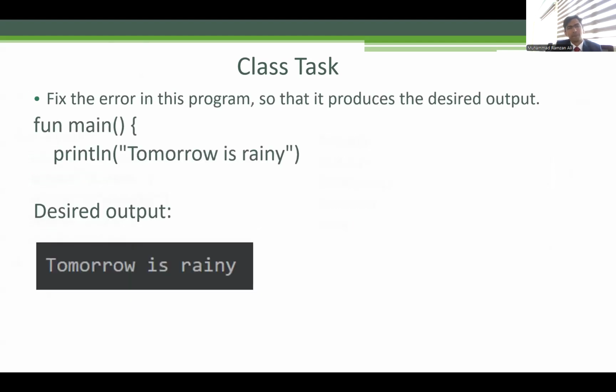Look, you also have to give the answer to what is the error in this code. The main function, open close bracket. So you have to write it, but the output must be tomorrow is raining. So identify and fix the error, and you have to answer in the comment section of this task.